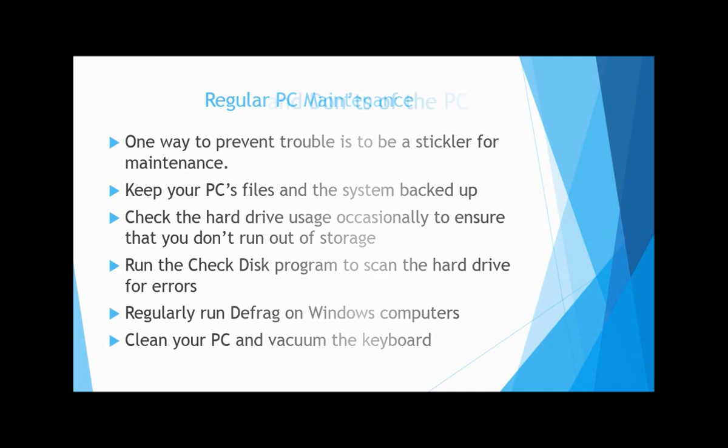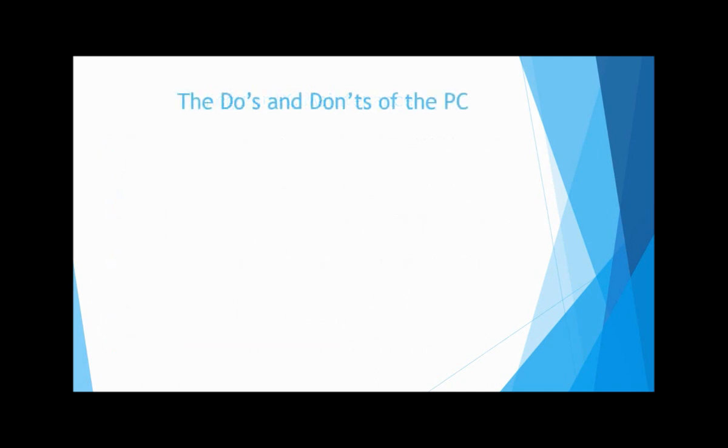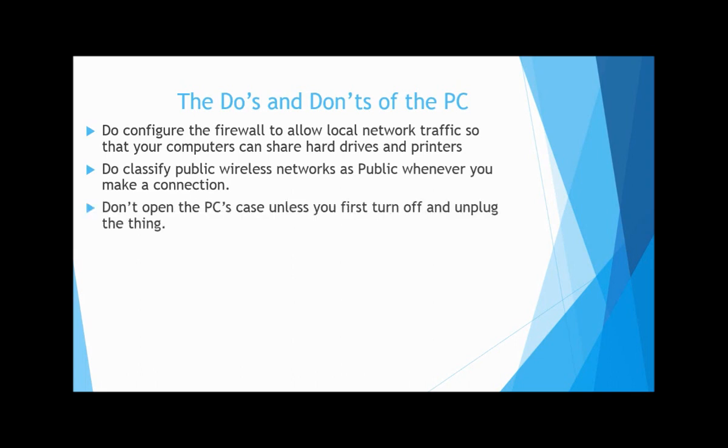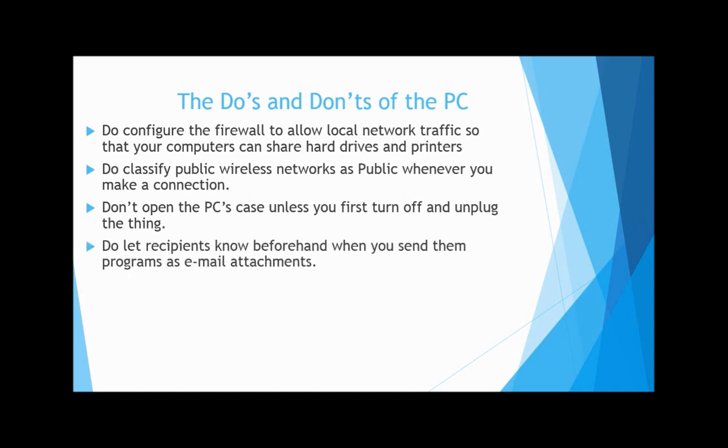Here is some good advice for things you should and should not do when it comes to using a computer in a sane and useful manner. Do configure the firewall to allow local network traffic so that your computers can share hard drives and printers. Do classify public wireless networks as public whenever you make a connection. Don't open the PC case unless you first turn off and unplug the thing. Do let recipients know beforehand when you send them programs as email attachments.